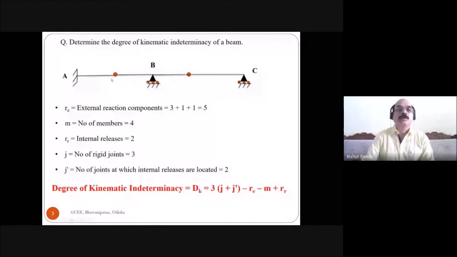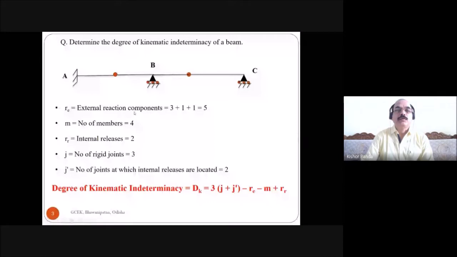Look at this figure. This is one beam having two internal hinges. You have to determine the degree of kinematic indeterminacy of the beam. This is the beam, and support A is fixed, B is a roller support, and C is a roller support. Using this formula, you will find out the degree of kinematic indeterminacy, because here there are two internal hinges in the member.